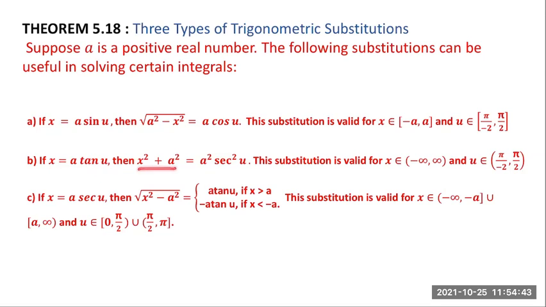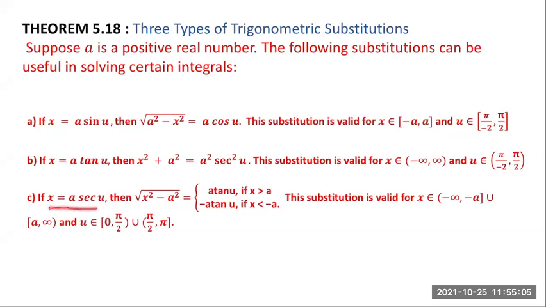All right, and the next part tells us that if x is equal to a tan u, then x squared plus a squared is equal to a squared secant squared u. This substitution is valid for all x's. x between minus infinity and plus infinity means all x's, and u between minus pi over 2 and pi over 2, minus pi over 2 and pi over 2 are excluded.